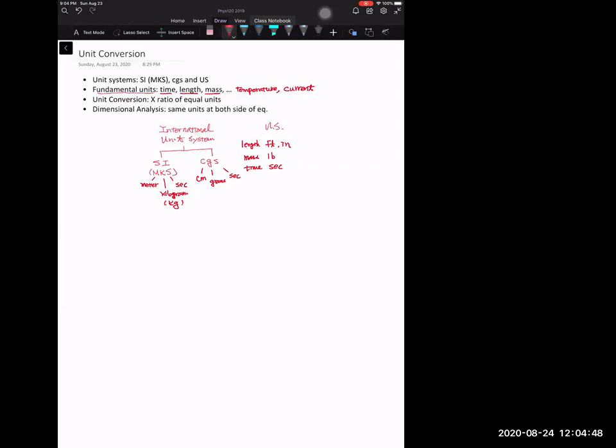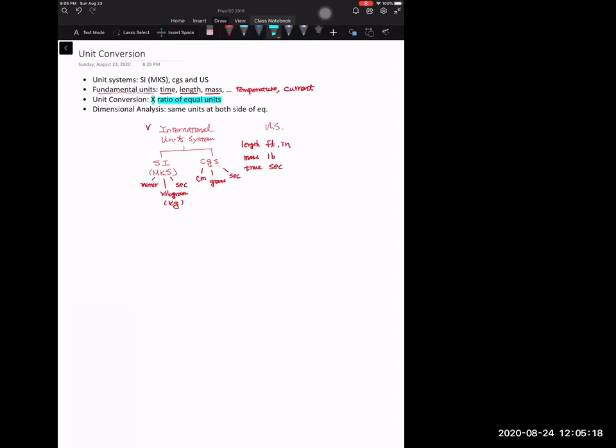Okay, once you understand the unit system over here, in our book we will most likely use this, but sometimes we will give you the US system and you have to know how to change it into the SI unit system. So it's important to know how to do a unit conversion. And the rule of doing a unit conversion is very simple. You simply multiply the ratio of the equal units.